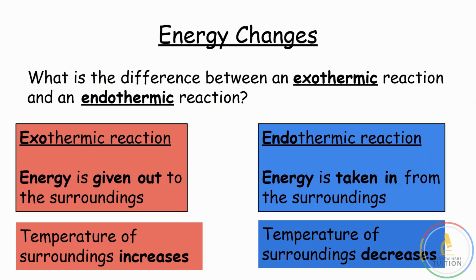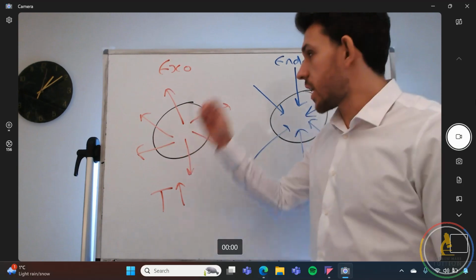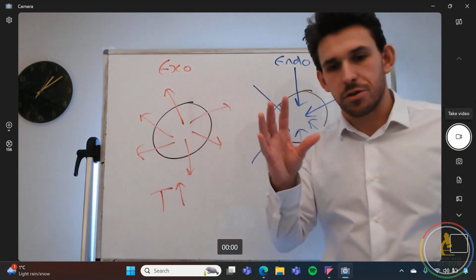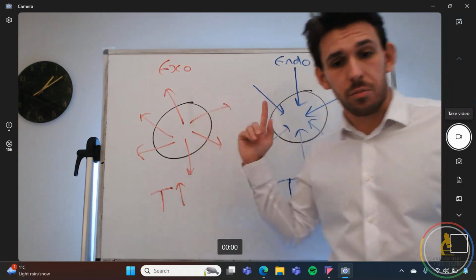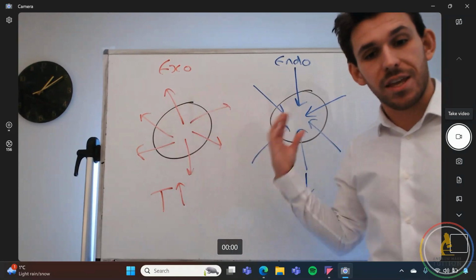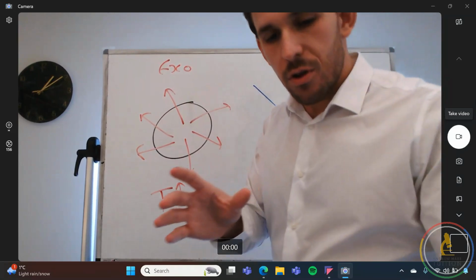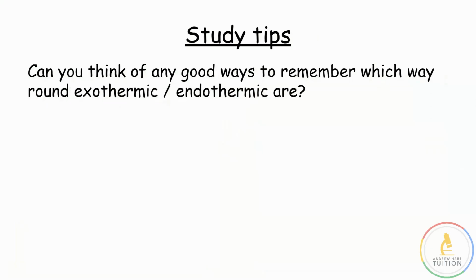Okay, so hopefully we got those notes down. Now, it's all good knowing the differences between exothermic and endothermic reactions, but one of the most common mistakes I see is just getting them mixed up, not remembering which way round it is. So, before we go too far, I want to give you some good ways to remember which one's exo and which one's endo, because as I said, there's no point knowing the differences if we're going to get them mixed up.